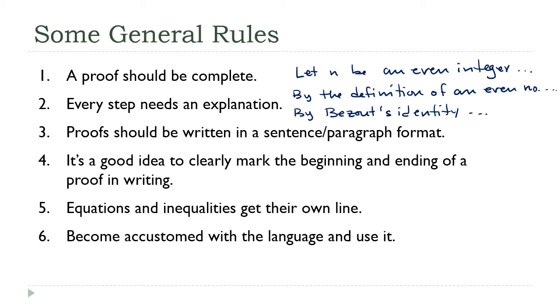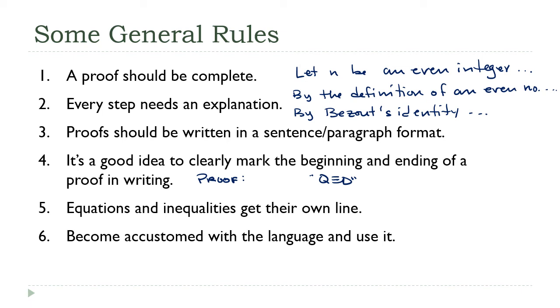So for the sake of clarity, it's a good idea to mark the beginning of a proof with something like "Proof," and then you start, and to end it with some kind of a closing phrase, like "which is what we wanted to prove," or say something like QED. Something that makes it clear to the reader that you're finished. QED stands for the Latin phrase quod erat demonstrandum, which means which was to be shown. And it's a common abbreviation used to mark the end of a proof.